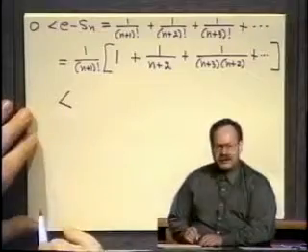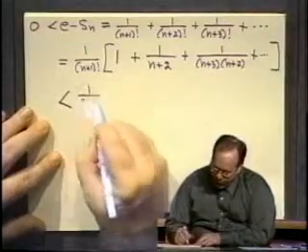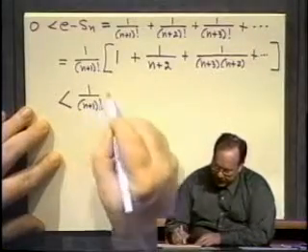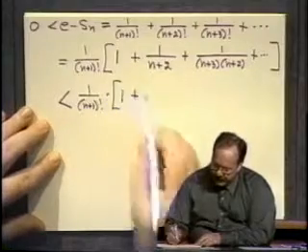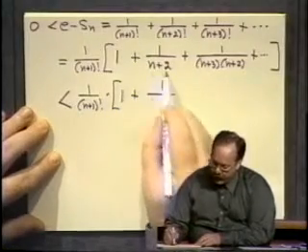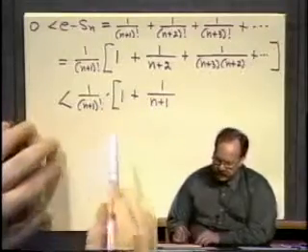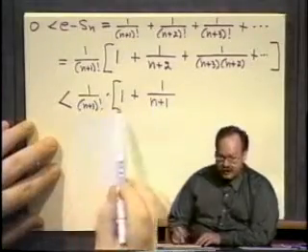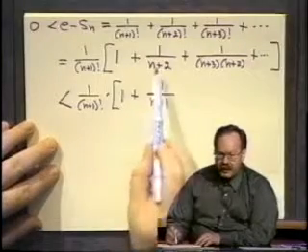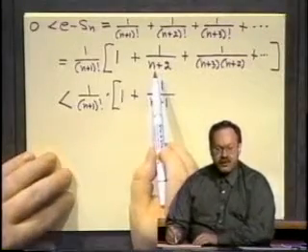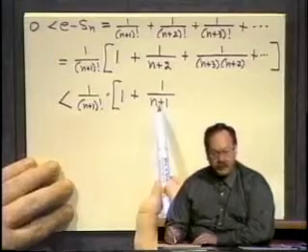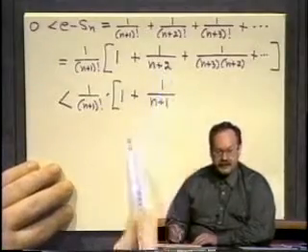This, I claim, is less than 1 over n plus 1 factorial times 1 plus, and now I'm going to replace 1 over n plus 2 by 1 over n plus 1. Is that legitimate? Sure it is. I'm claiming that 1 over n plus 1 is greater than 1 over n plus 2. Well, sure it is. The denominator is smaller, so that means the fraction is bigger.